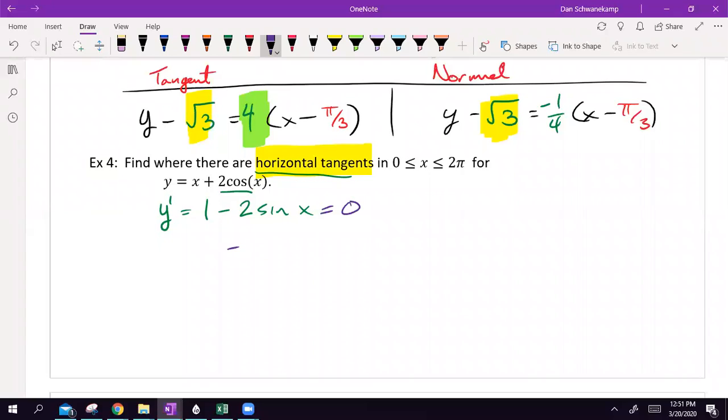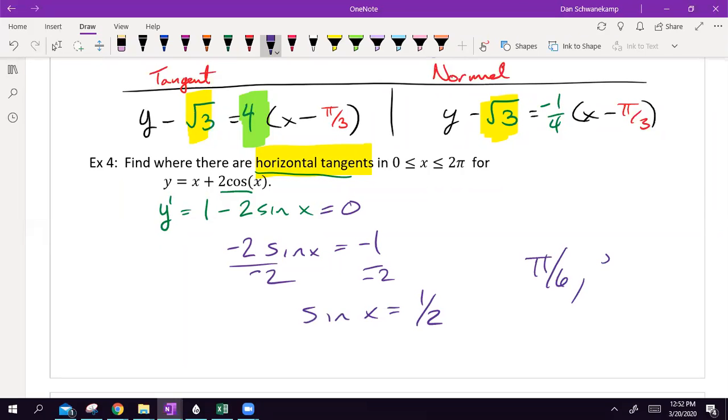So we're going to solve that. I'm going to do it quickly, excuse me, because that's not the most important part of this. We're going to subtract 1, divide by -2. When is sine of x going to be equal to 1/2? Sine of x is equal to 1/2 at pi over 6 and 5 pi over 6. Those are the two places on this graph when sine is going to be 1/2. Those two spots right there. Questions there?